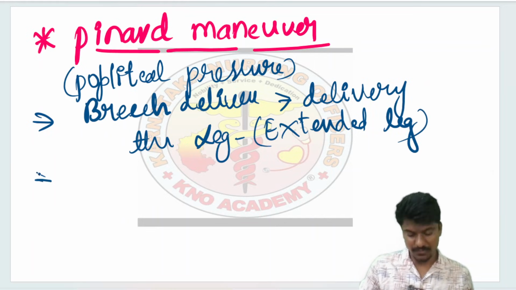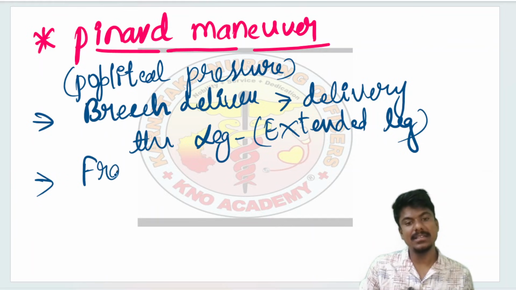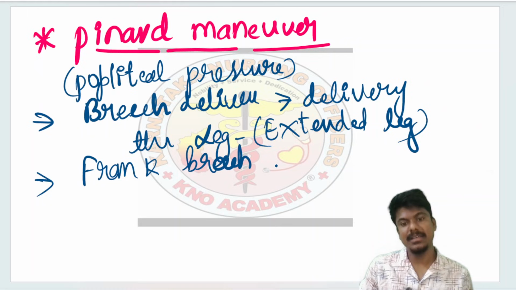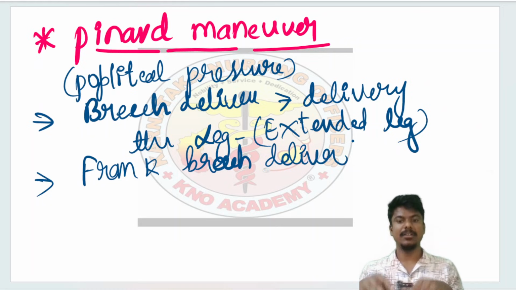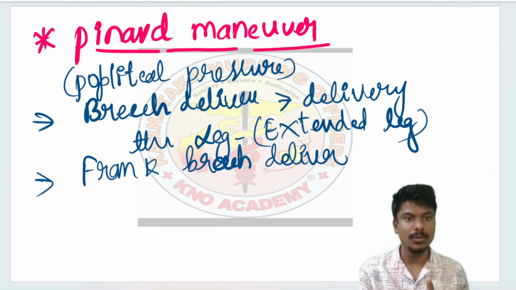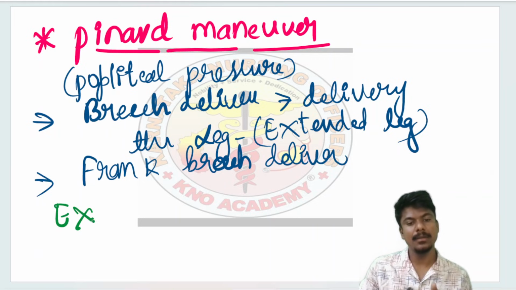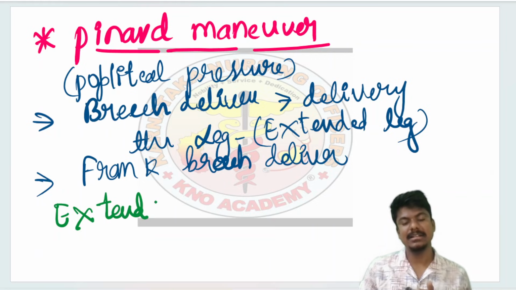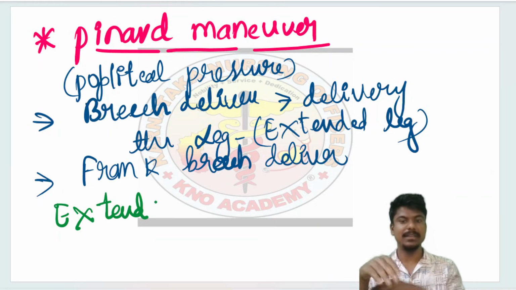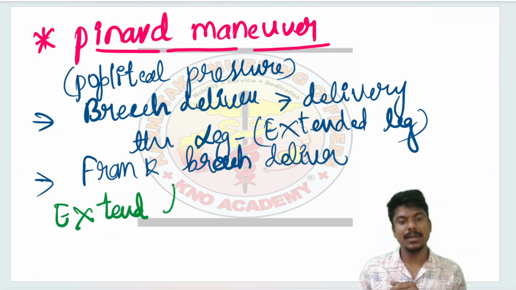So in the case of a frank breech delivery, what will happen? The fetal legs will be extended. So in the Pinard maneuver, what we'll do is extend the legs. If it's flexed, it will not happen; the fetal legs will be extended. If you give pressure, it will extend the legs.